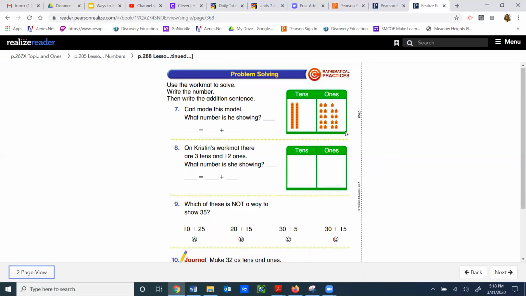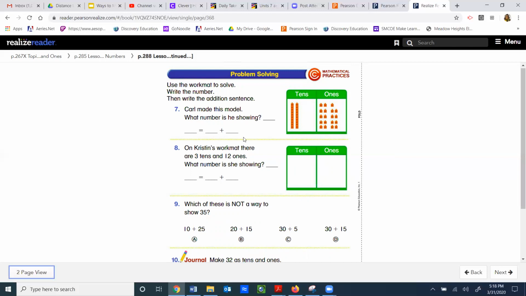Number 7 says Carl made this model. What number is he showing? So you need to count the tens, you need to count the ones, and you need to figure out what number Carl is showing, and then you need to write the number sentence down here the way that he is representing it.